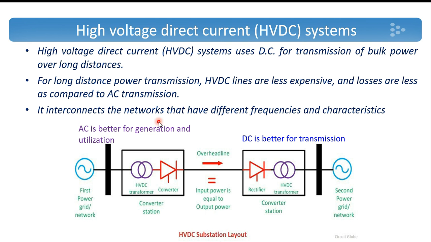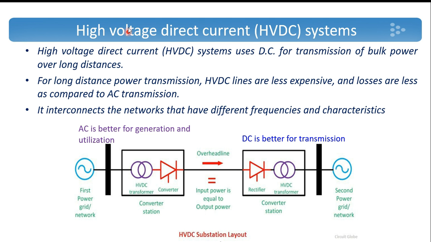It interconnects networks that have different frequencies and characteristics. One of the main advantages of high voltage DC transmission is that it does not depend on the frequencies. By using power electronic converters, we can convert the frequency of the system. While we are using an AC system, the frequency is a matter of concern and that affects the system stability.